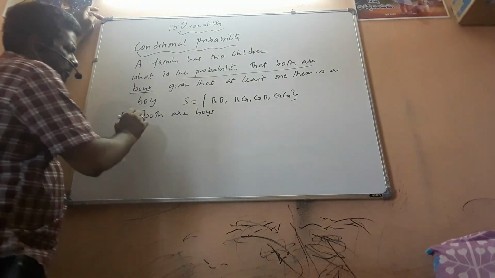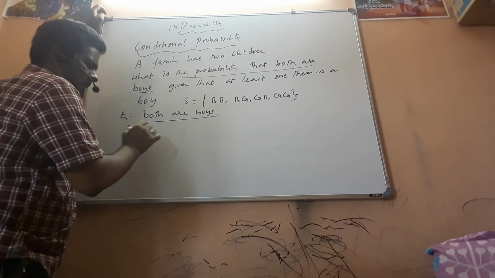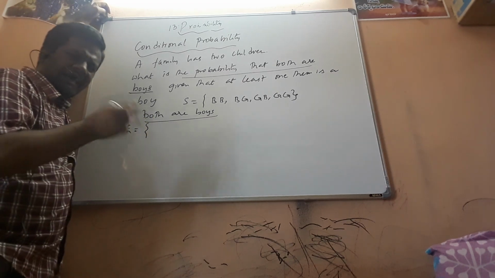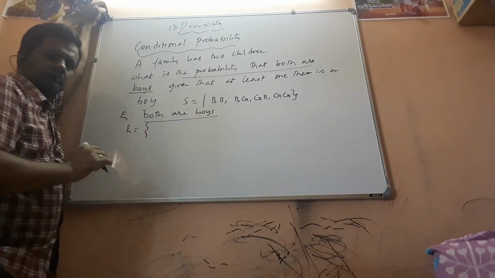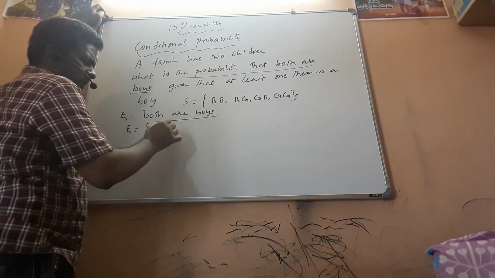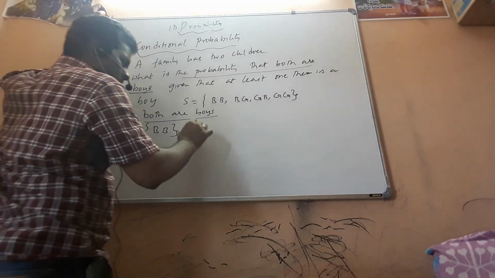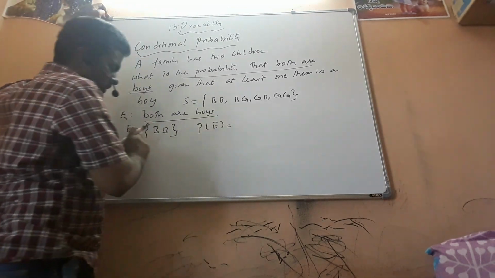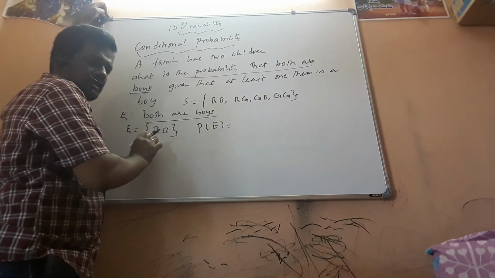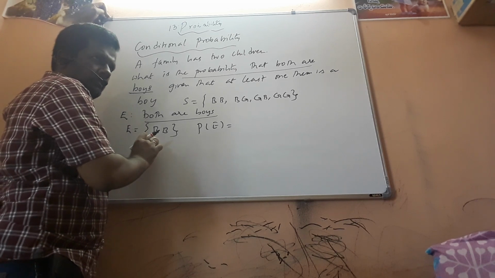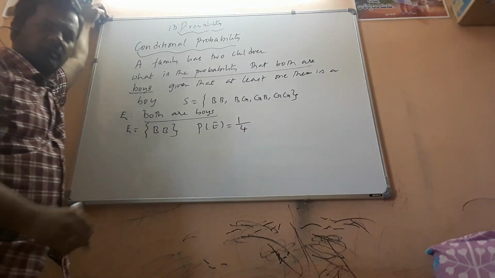Fine, observe carefully. Both are boys. Can you tell me what elements does the set E consist of? Only one, BB. Any doubt in this? What is the probability of E then? Probability of E is favorable by total. Favorable is 1, total number is 4.